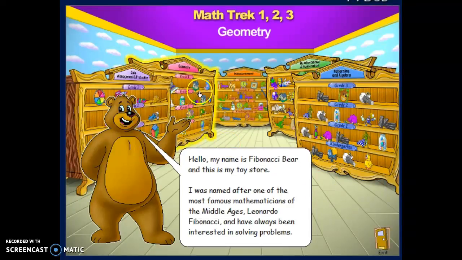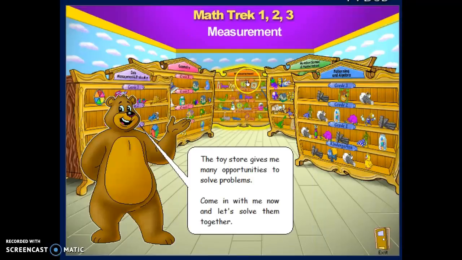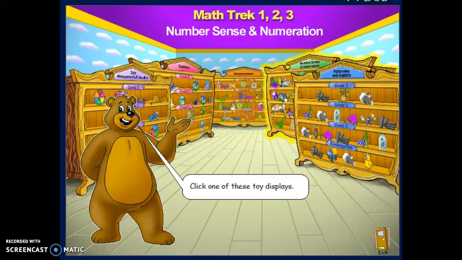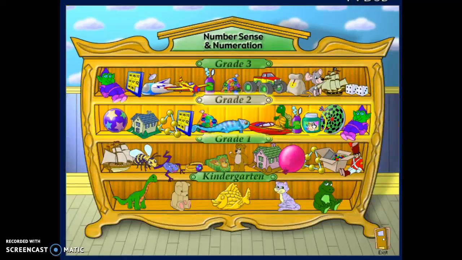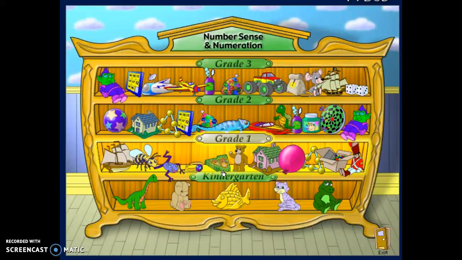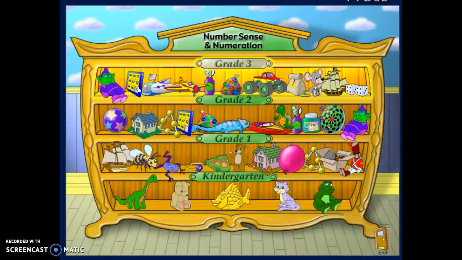These toy cases, or shelves, are broken up into the strands in mathematics. So we have data management, geometry, measurement, number sense and numeration, and patterning and algebra. Whatever aligns with what you're doing in class. Right now I'm working with the kids on number sense, and it also breaks it into the grades. So somebody who's in kindergarten that may be a little bit advanced could try some grade 1 stuff, but it lets the students pick and choose where they want to go. And obviously it gets a little challenging as the grades go on.